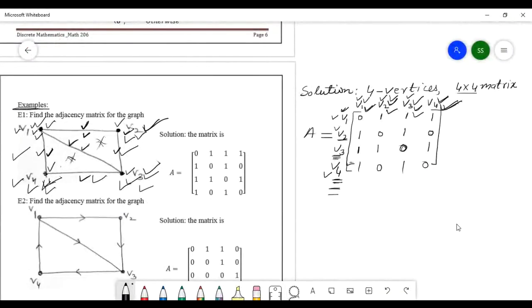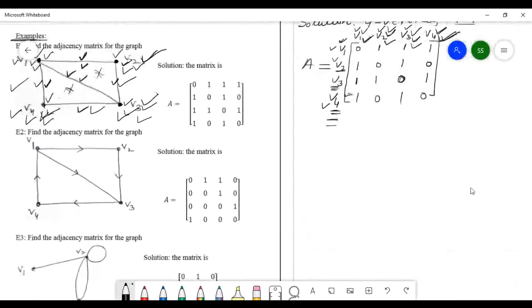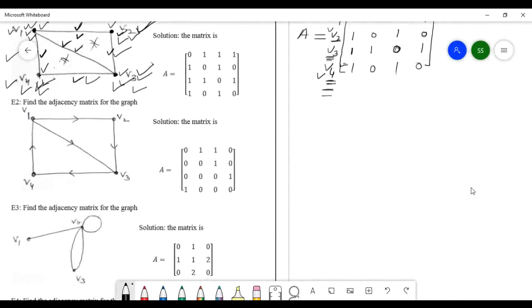Yes. Now see example number 2. This one. Find the adjacency matrix for the graph and be careful. This graph is a directed graph. Okay. Here also, how to find the matrix here. See the solution for this. Example number 2 for this graph. Okay. See the solution here.